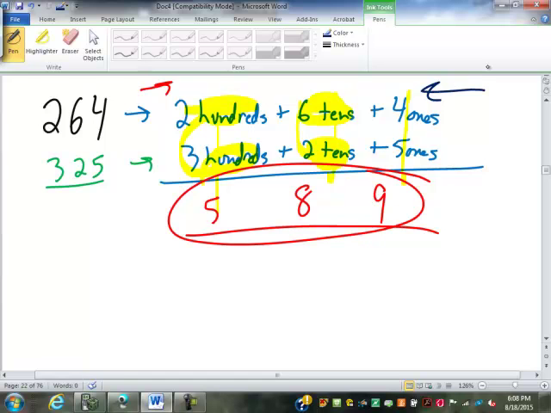Can anybody tell me why? In case we have to carry. Very good.